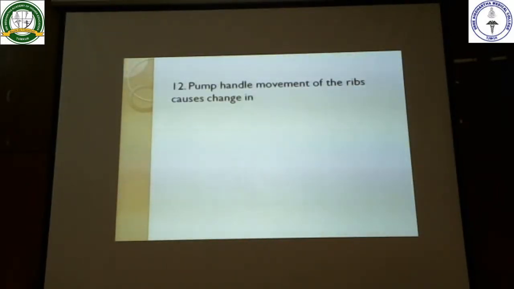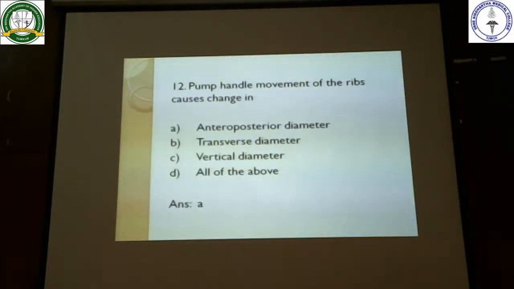The next question is, pump handle movement of the ribs: the external intercostal muscle that is attached to the upper ribs will rotate the sternum upwards and outwards, thereby increasing the anteroposterior diameter.